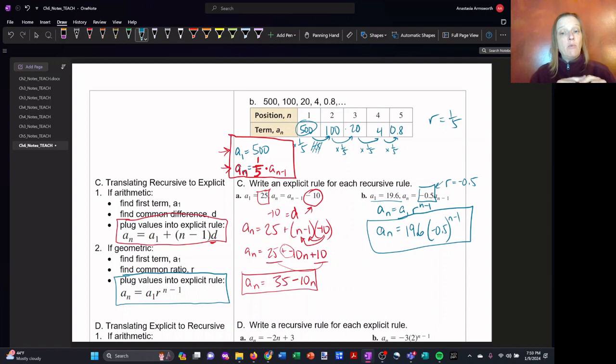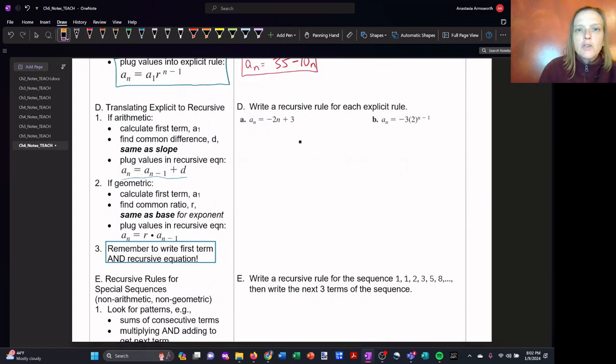Let's try to go the other way now. What if I'm given an explicit rule and I want to change it into a recursive rule? So first, I'm going to figure out what the first term of the equation is. So I'm going to say n equals 1 for the first term, and wherever I see an n, I'm going to replace it with the number 1. And negative 2 times 1 is negative 2, plus 3 gives a total of positive 1. So the first term in this sequence is going to be 1. I need to do that regardless of whether this is arithmetic or geometric.